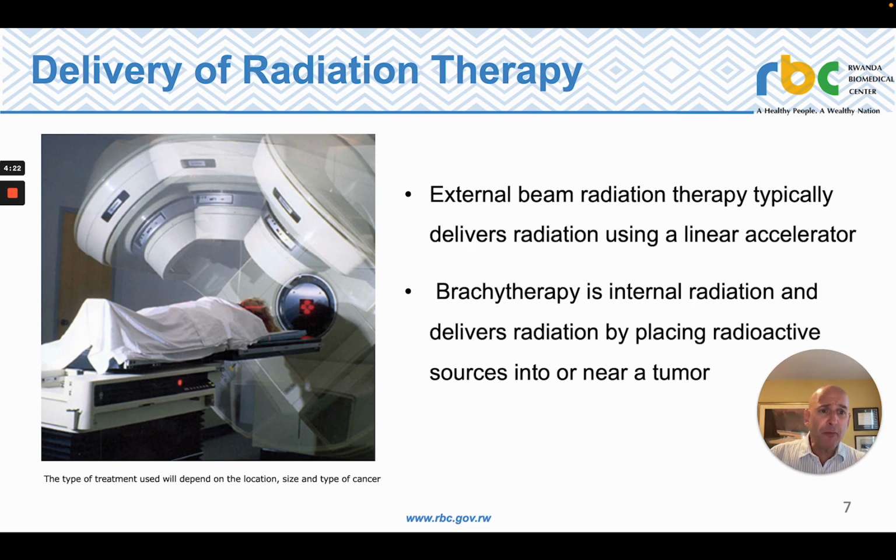So with external beam radiation therapy, you're typically using what we call a linear accelerator. That's external beam radiotherapy. The other type of radiotherapy that's commonly used is brachytherapy. Now, brachytherapy is different than external beam radiation. It's internal radiation, and it delivers radiation by placing a radioactive source into or just adjacent to a tumor. And we'll talk more about that later.